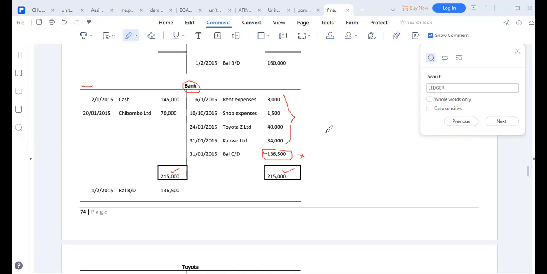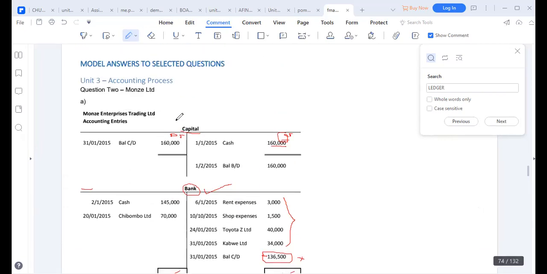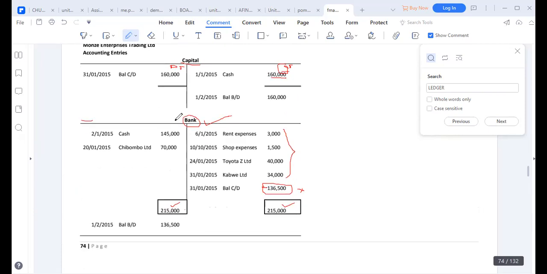The 215 was gotten from where? 145 plus 70. You have seen it? You have seen the 145 in the bank account. We are in the bank account. Maybe you can point the cursor so that she can see where you are referring to. Okay, the cursor is here. This is the bank account here. I've ticked it there. Just immediately after capital account, the next account is bank account.